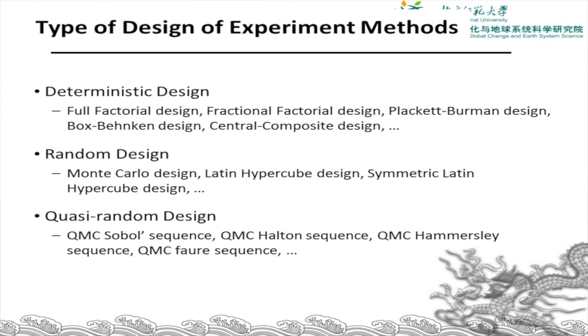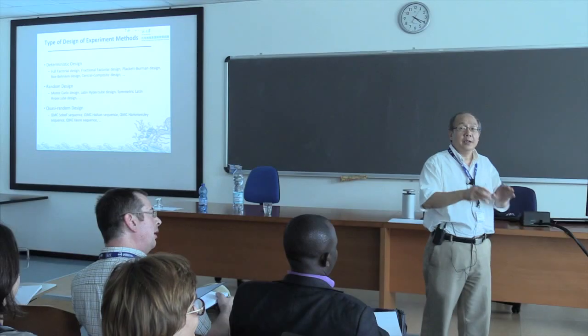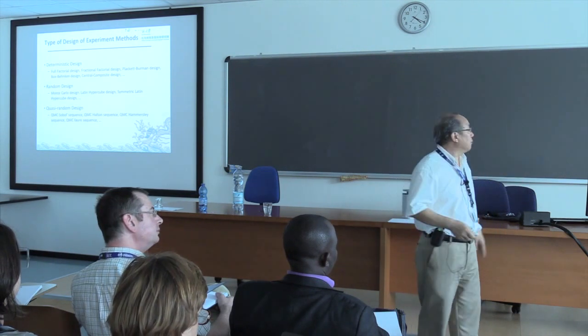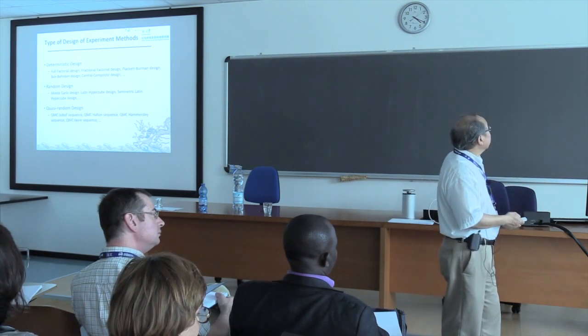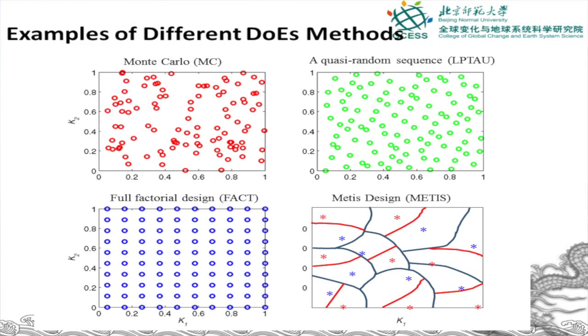And then there's a random design. I think probably a lot of people have heard of Monte Carlo. It's the typical random design. Latin hypercube can be random, and the symmetric Latin hypercube, etc. And there are the so-called quasi-random designs. They look random, but they're not actually random. They're generated by some kind of algorithm, so you can have some kind of uniformity property in parameter space. So these are just some examples.